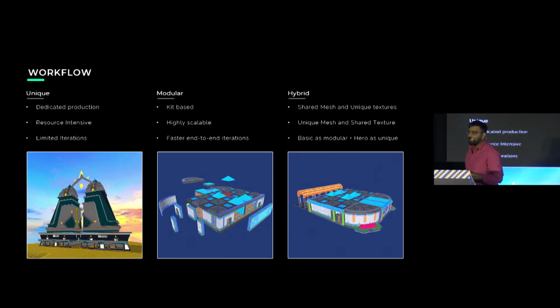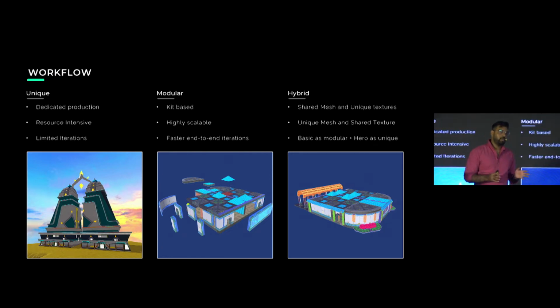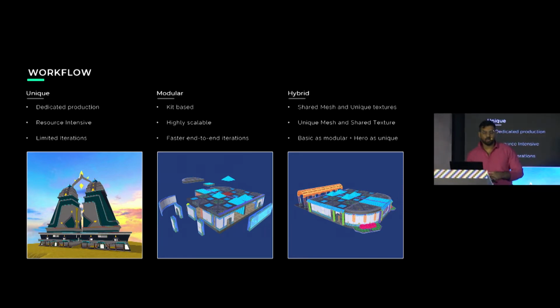Third is the hybrid, which we have in Indus. We need to have identifying pieces uniquely authored, which have their own identity. And the core pieces are authored with the modular approach, which we can swap and iterate as fast as possible.